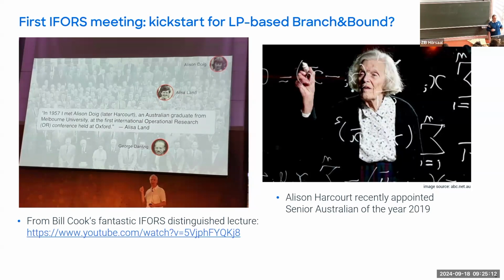And this is Alison Harcourt, who was born with the surname of Doig, who has still been teaching until her late 80s at the University of Melbourne, and received an award by the Australian government for that. I had the pleasure to meet her some 15 years ago. This was one of the situations. I was giving a presentation at the University of Melbourne about some new branching rules, and before I started, someone came to me and said, "You know, the inventor of branch and bound is in the room today." I was very grateful for this.